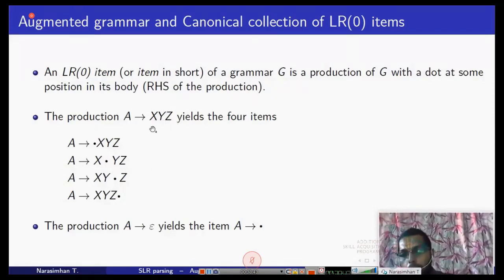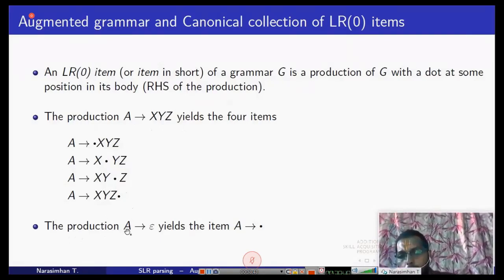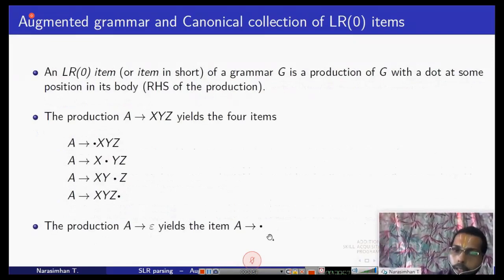Every position will be denoted by a dot symbol. So what about the production A gives the empty string epsilon? It will have just one item: A gives dot.